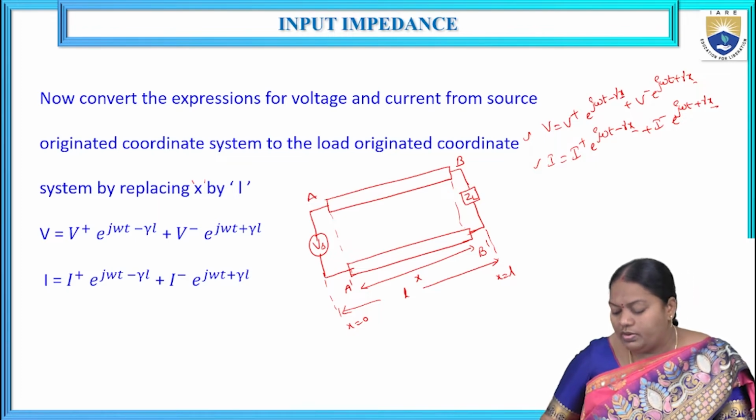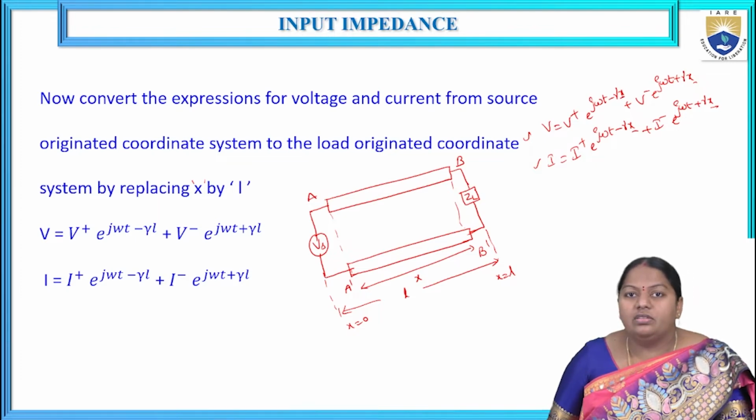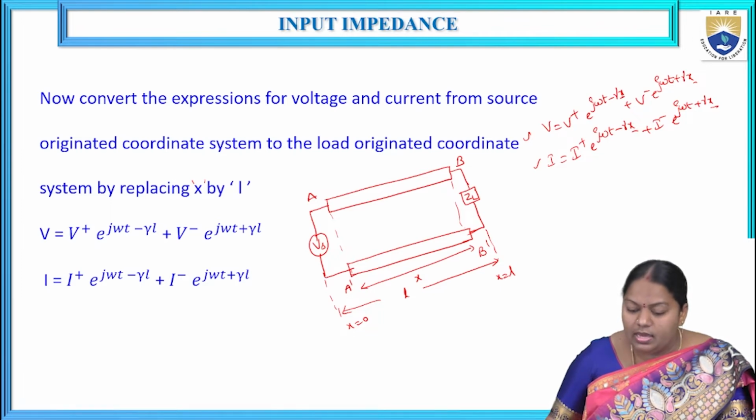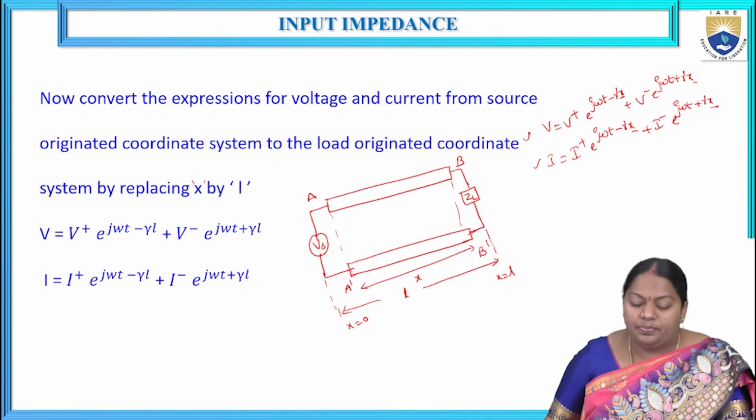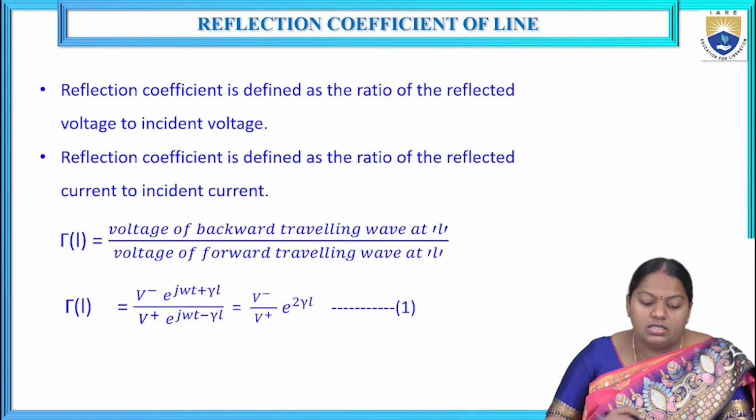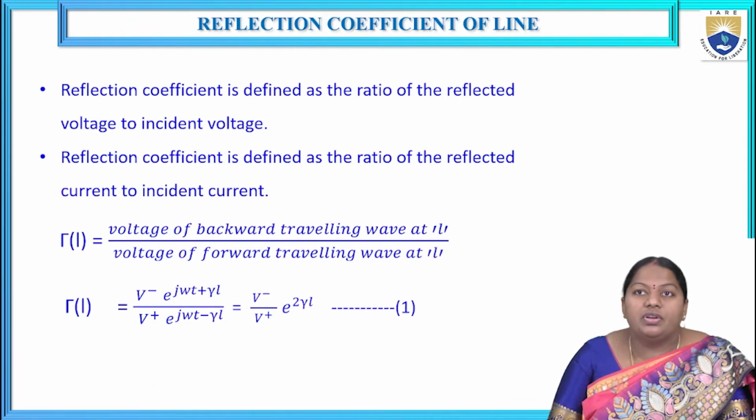So firstly we have to consider the transmission line equation. Now from that the two solutions are given as V and I. Now in that, all the source originated system x is replaced by L. That L stands for the length of the load originated coordinate system. Now from that, we are going to define the reflection coefficient of a transmission line.